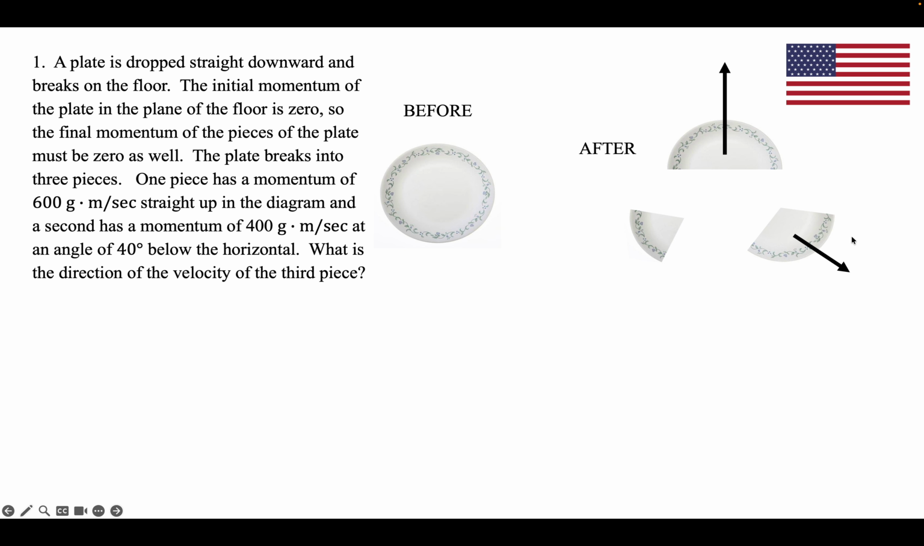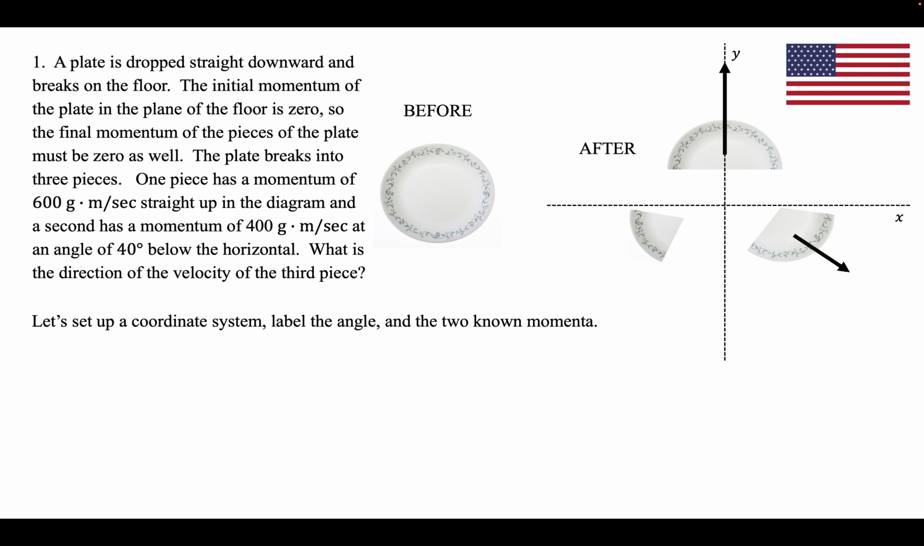One of the pieces has a momentum of 600 gram meters per second this way. Another one has a momentum of 400 gram meters per second this way, 40 degrees below the horizontal. What's the direction of the velocity of the third piece? It's going to be something like this because the momentum before is zero and it has to be zero afterwards.